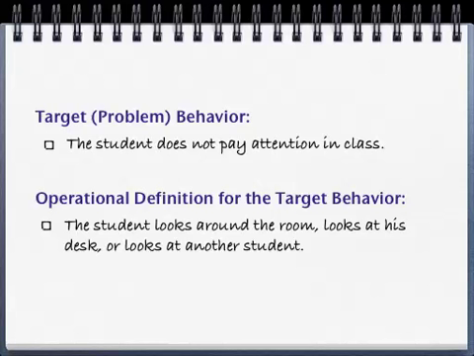Here's an example of a target or problem behavior. The student does not pay attention in class. The problem with this definition is that number one, it's written in negative terms. And number two is that if it were used to collect data, different observers may interpret it in different ways.